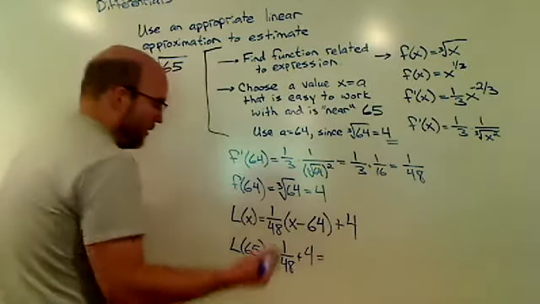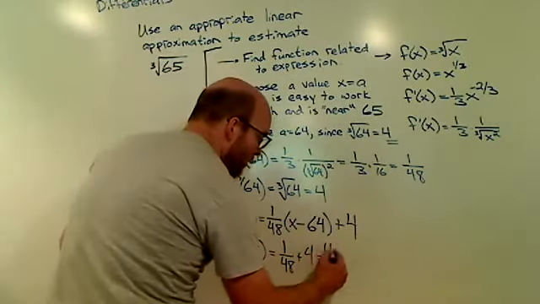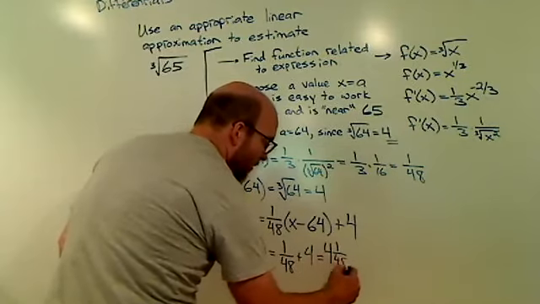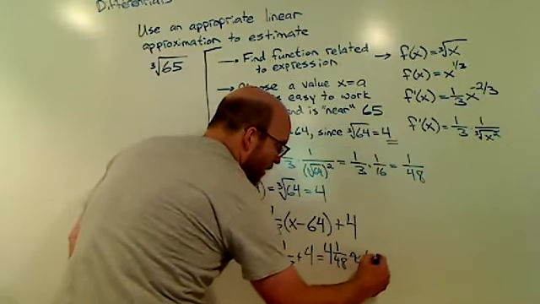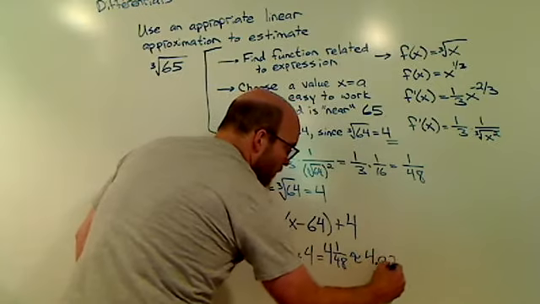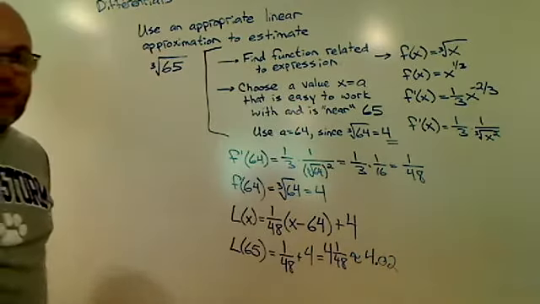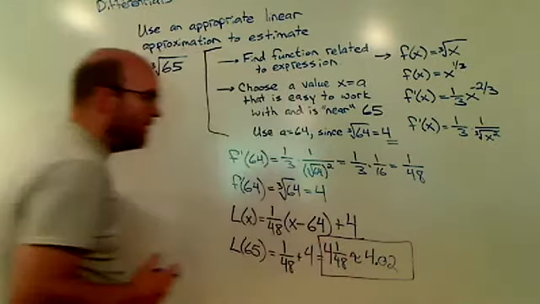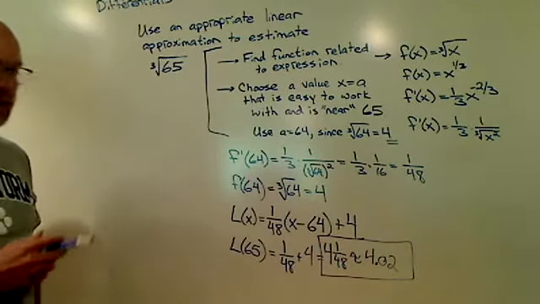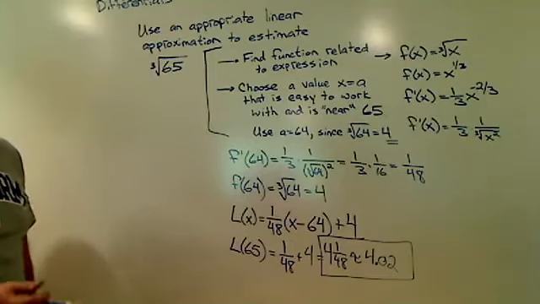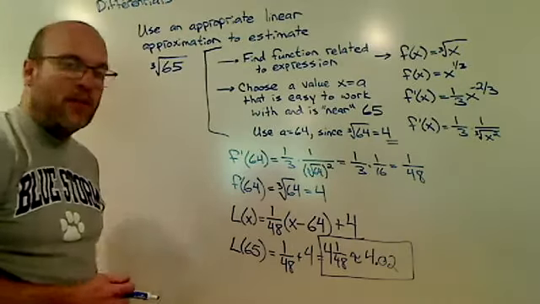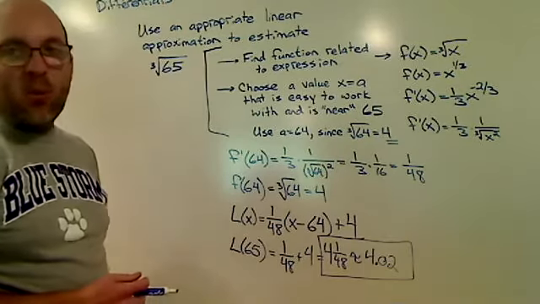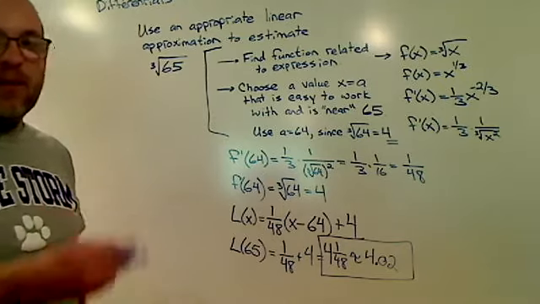And this just depends on how you want to write an answer out. If you want to write a mixed number, that's not necessarily wrong. If you divide that out, you'll get about 4.02. Okay, so the moral of the story is, again, that's not necessarily perfect. You can use your calculator to take the cube root and see it's, I think, 4.021. So it's really pretty close.